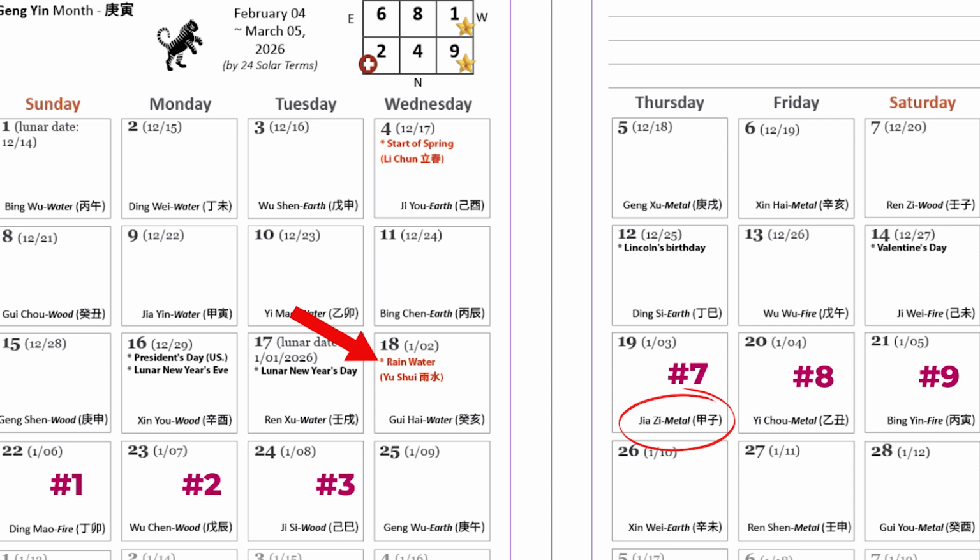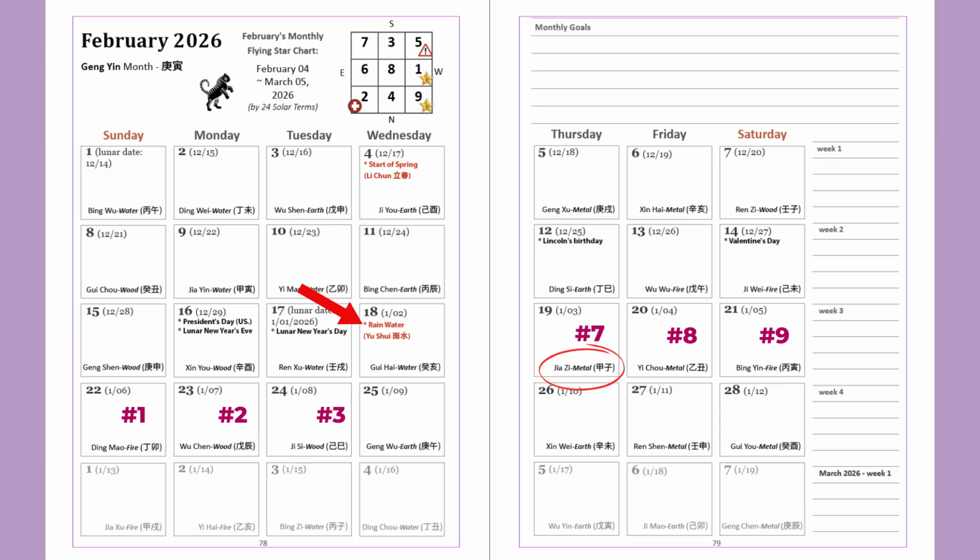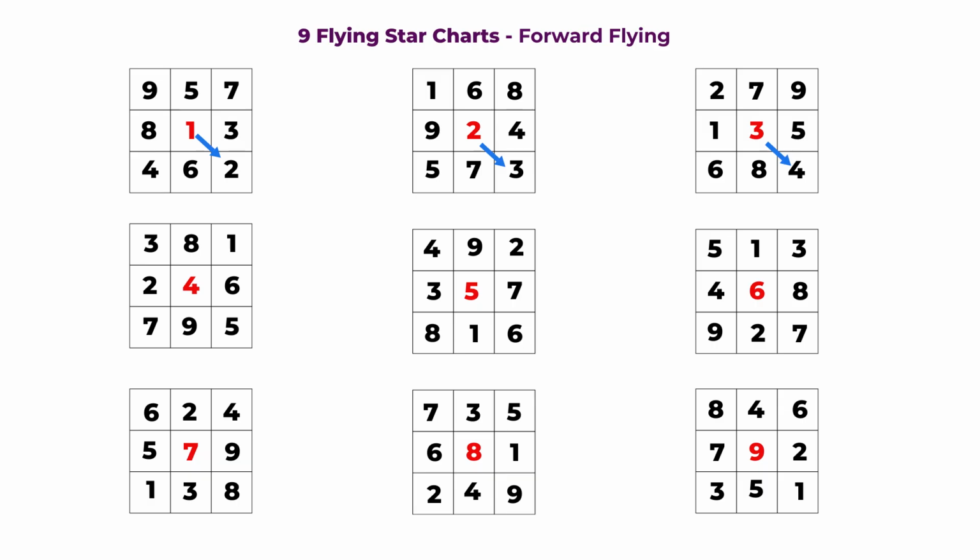And the next day will be star 8 in the center, and the following day will be star 9. And then start again from star 1, 2, 3. So that's how we find the center star of the daily Flying Star chart. And once we know the center star, we can refer back to this chart again to find the whole chart.